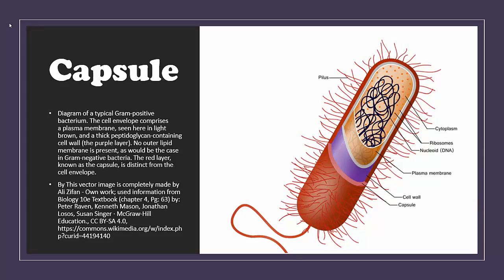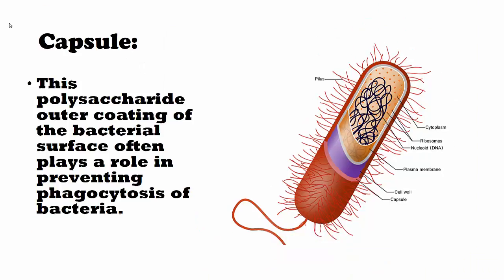This is a diagram of a gram-positive bacterium. The cell envelope comprises a cell membrane, seen here in light brown, and a thick peptidoglycan-containing cell wall, which is the purple layer. It has no outer lipid membrane. The red layer is known as the capsule. The capsule is a polysaccharide outer coating of the bacterial surface and often plays a role in preventing phagocytosis.